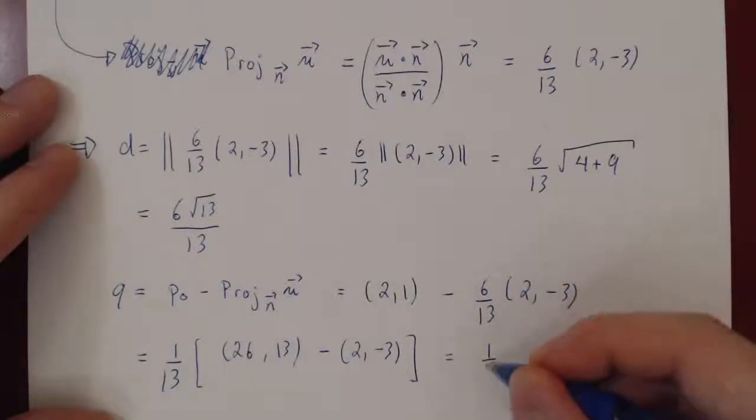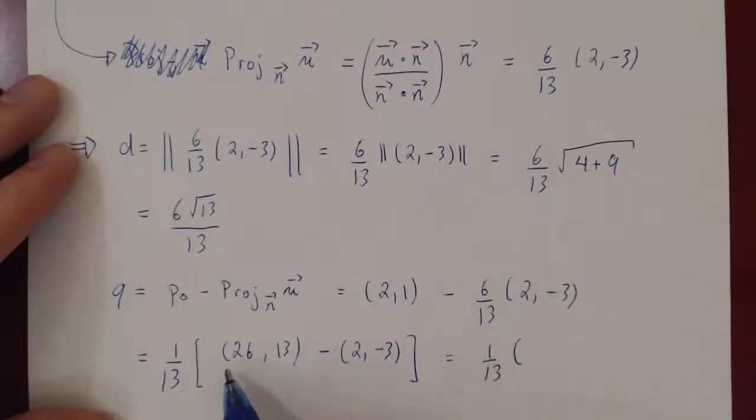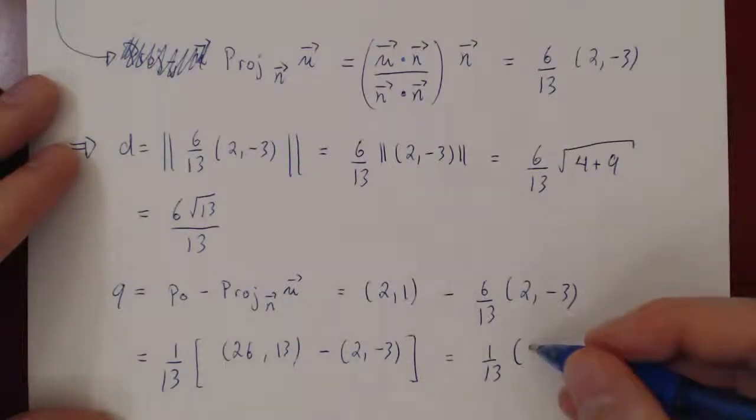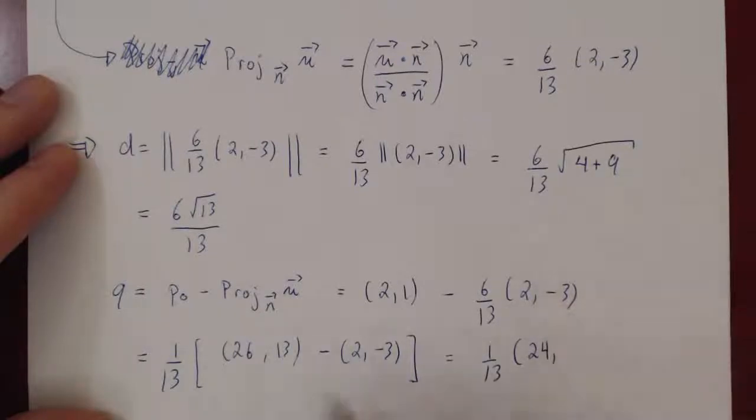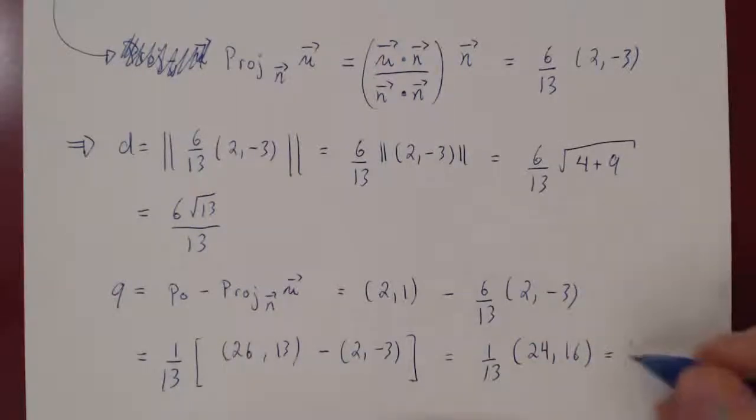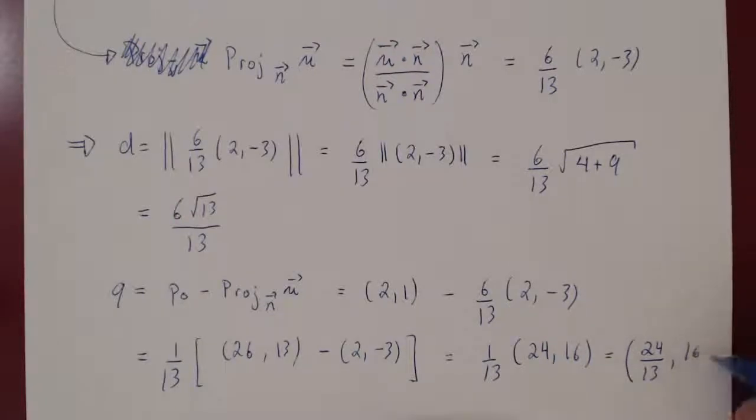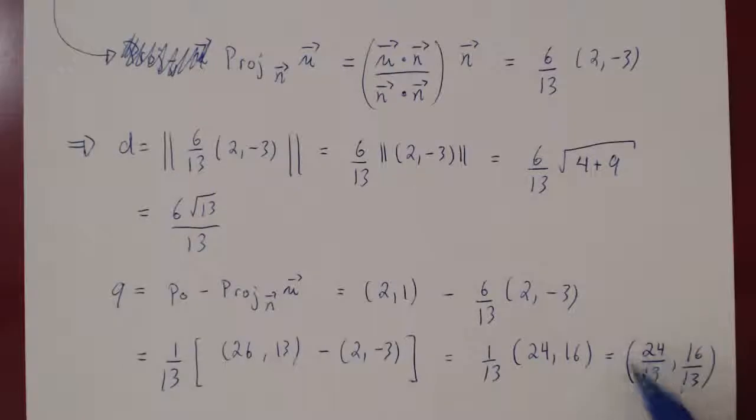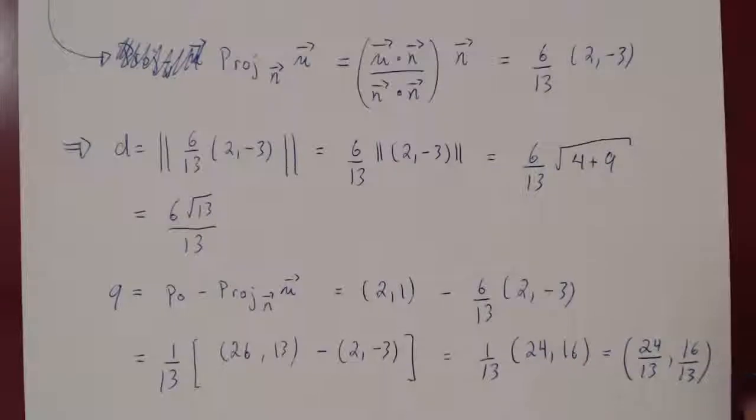So it's 1 over 13 times 26 minus 2, 24, 13, negative 3, 13 plus 3, 16. And if you want the point as a single point, not as a scalar multiple of a point, multiply through, and you have 24 over 13, 16 over 13. And there you have it. The point Q that lies on the line closest to P naught is the point 24 over 13 for the x component, 16 over 13 for the y component.